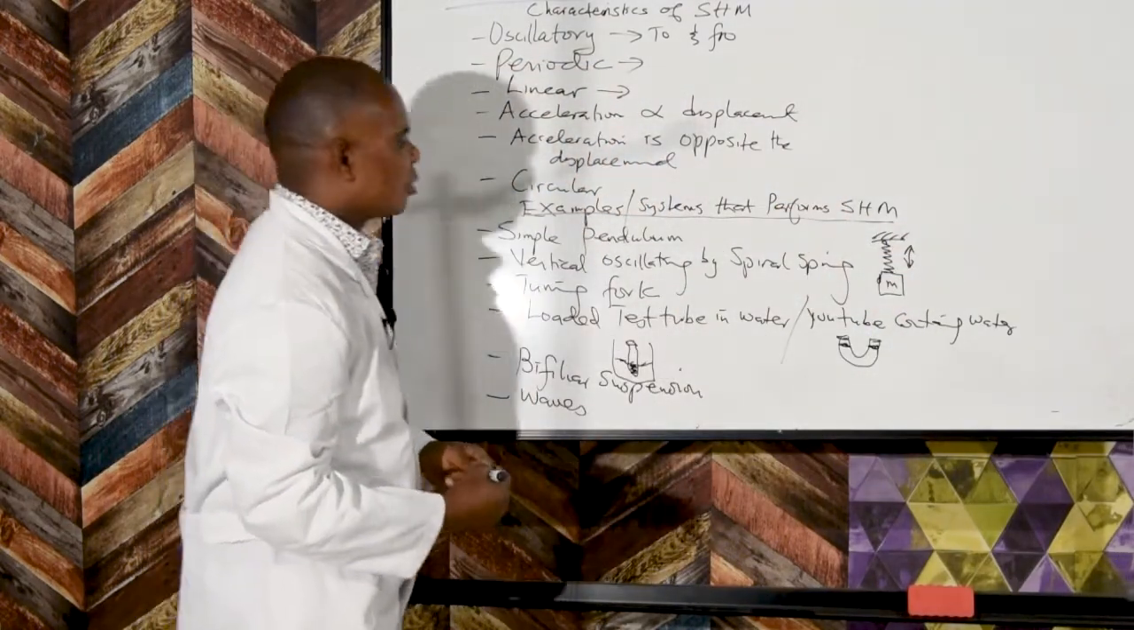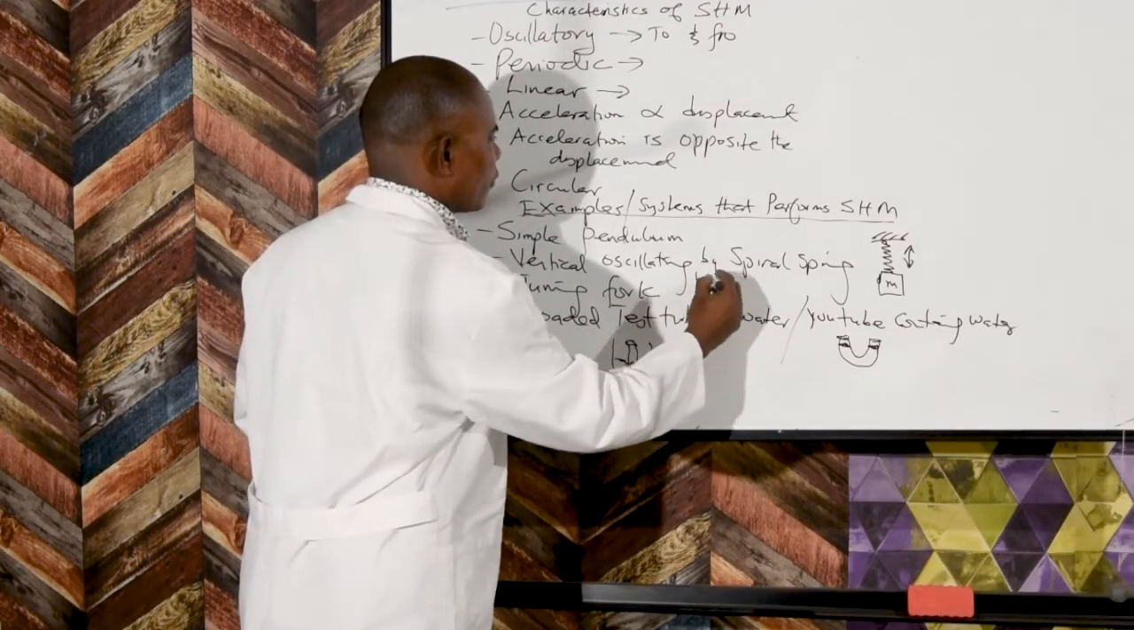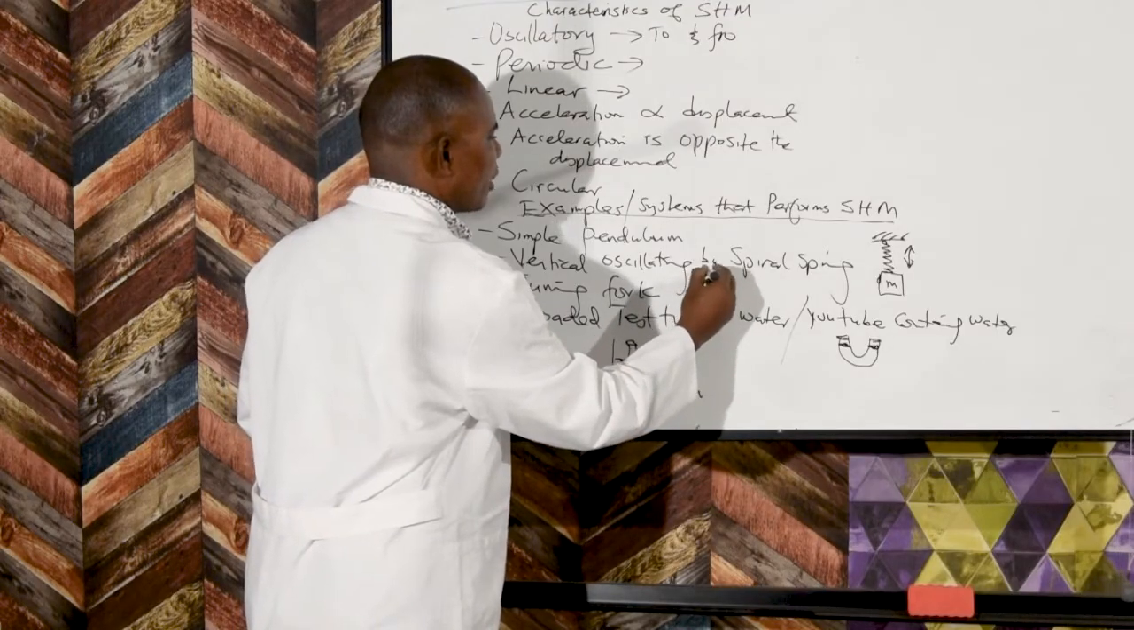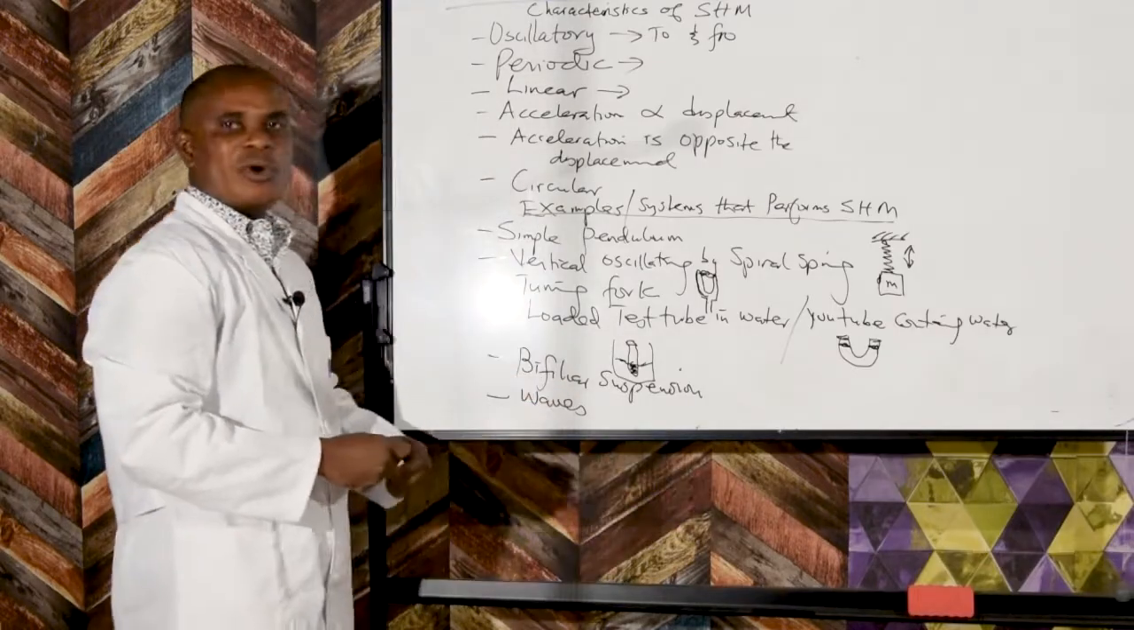That's a vertical oscillation by spiral spring. Tuning fork. You will see a tuning fork very soon. Here we have the tuning fork. If I sound it, the tuning fork will vibrate like that. Also oscillatory motion. And loaded test tube or U-tube.